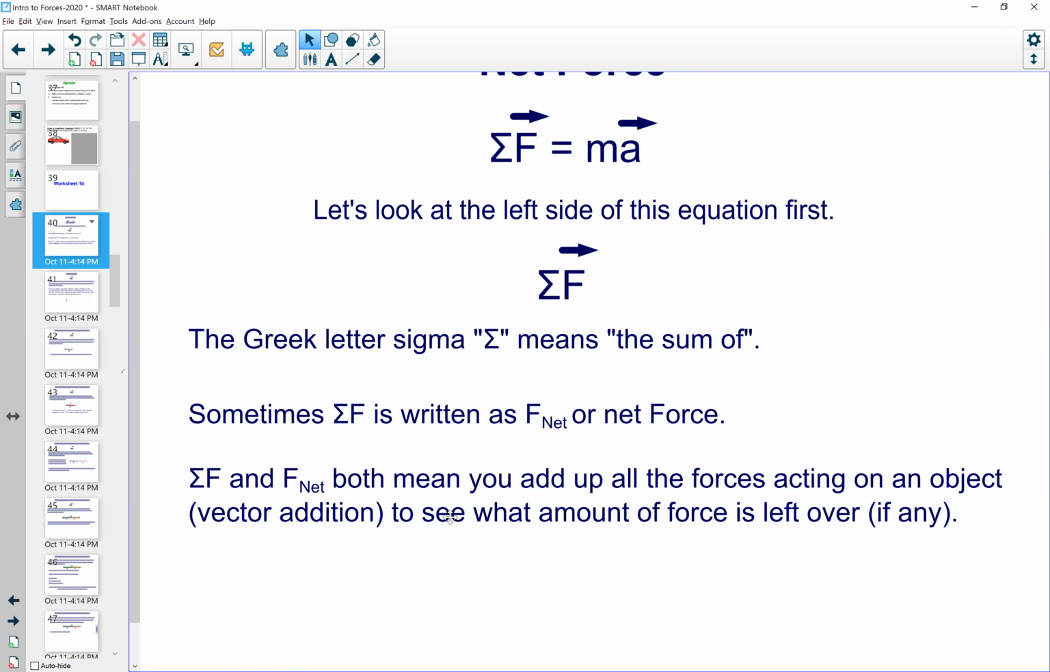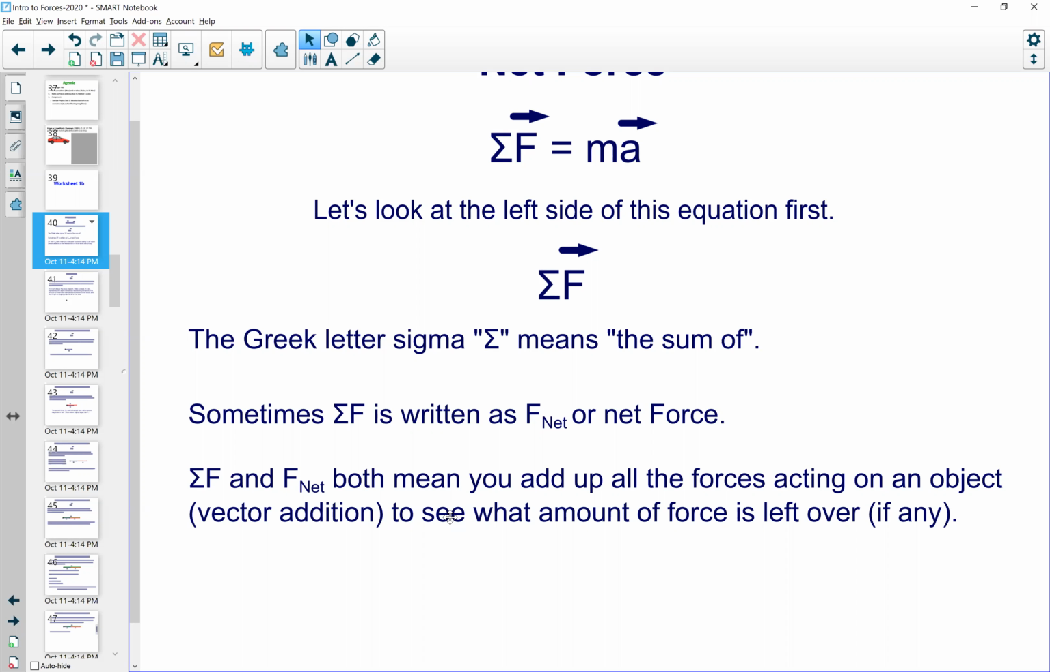So it's a vector addition. And because vectors have direction, they can be positive or negative. Some of them might cancel out. You do need to separate all the horizontals and the verticals. So you factor all the horizontals together and you factor all the verticals together and you figure out, is there anything left over?